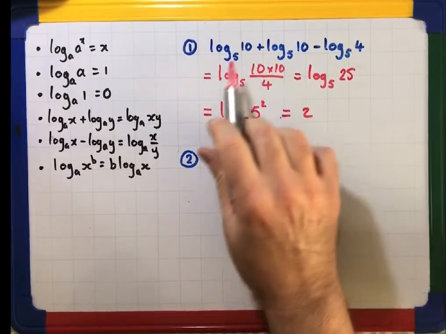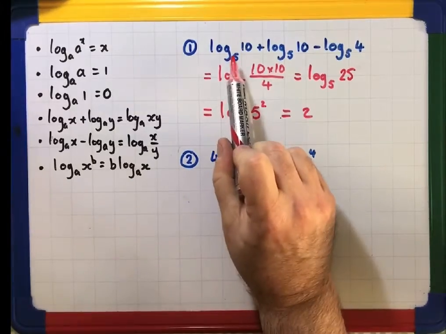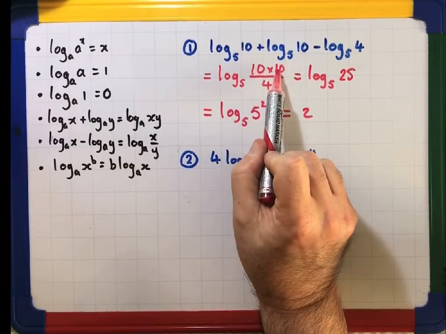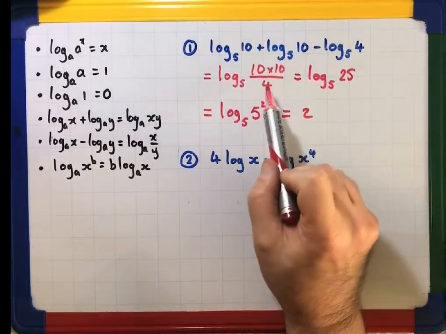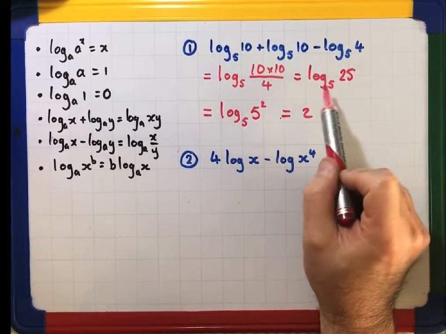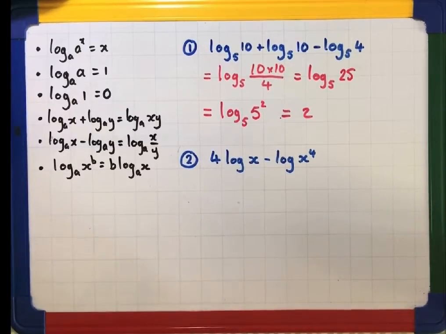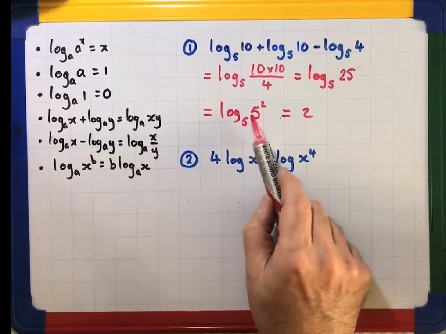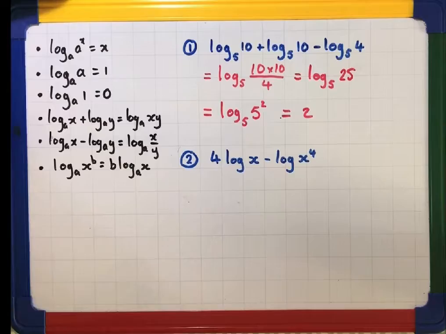Okay, so that would be that example there. Remember, when we added, we multiplied. When we subtracted, we divide. And if we can write it as a power of the base of the log, then they cancel each other out and we're just left with the index. Okay, let's have a look at the next bit.